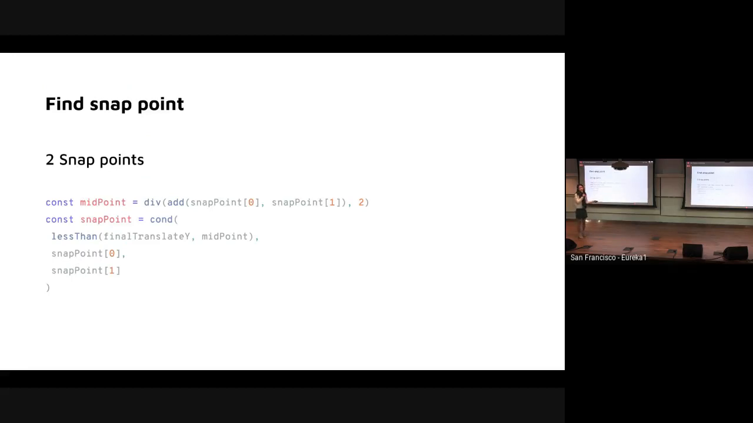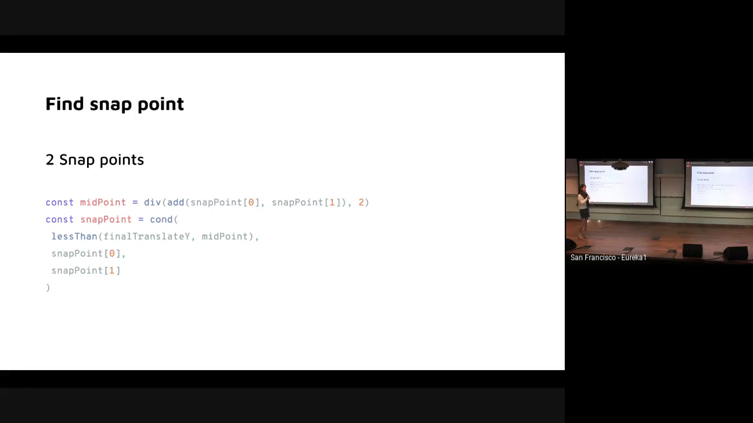So how do we find snap points if we're using React Reanimated? As we saw, if we're using the React Native API, we'll have to recalculate that value every single time. So in order to do that, we use nodes again, so the animated nodes. And if we have 2 snap points, then it's pretty straightforward.